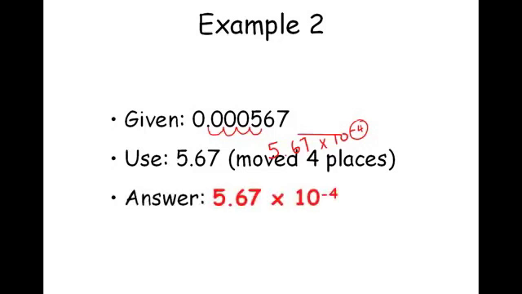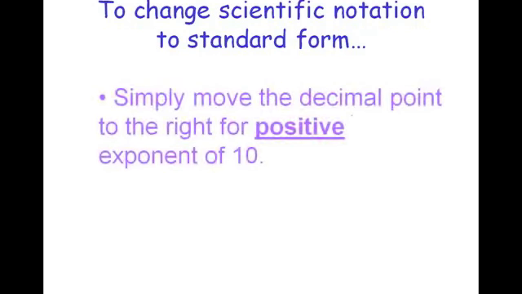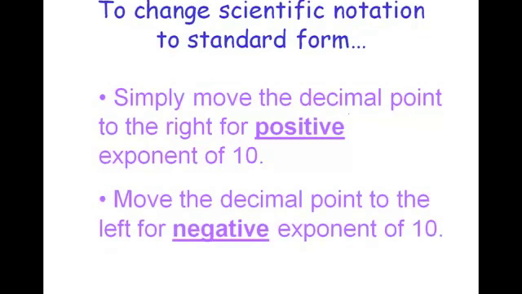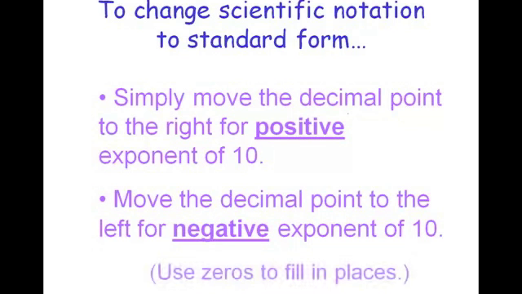Alright, now we're going to go the reverse. So basically, given a number in scientific notation, how do you change it back to regular form? Well, it's basically the same concept, except you're just going to be moving the decimal place. Simply move the decimal point to the right for positive exponents, and obviously if it's a negative exponent, then you move it to the left. And any places that do not have digits, you place zeros to fill those spots.